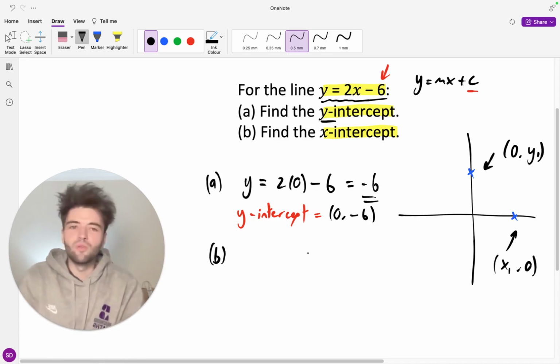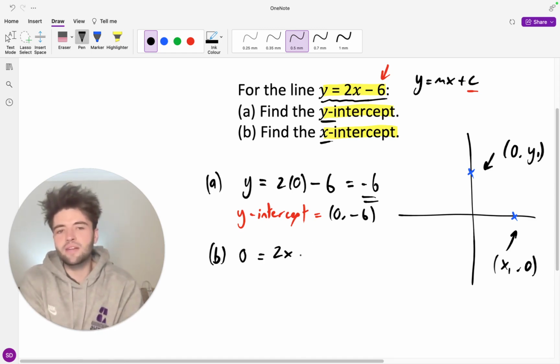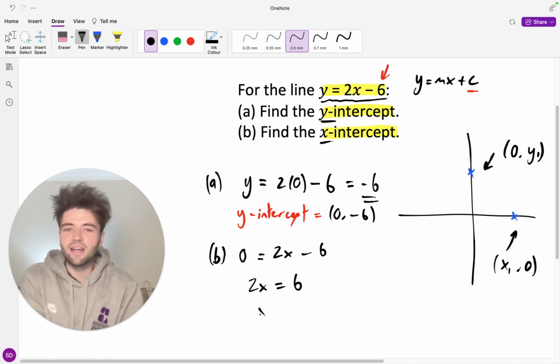Part B follows a very similar process, except instead of letting the x value equal 0 in the line formula from the question, we're setting the y value equal to 0. So we have 0 on the left hand side and 2x here, so we leave x in and our minus 6 stays in as well. Now our process is to get x on one side, so we keep 2x on one side and add 6 across. We get 2x is equal to 6, and x is equal to 6 over 2, which is equal to 3.